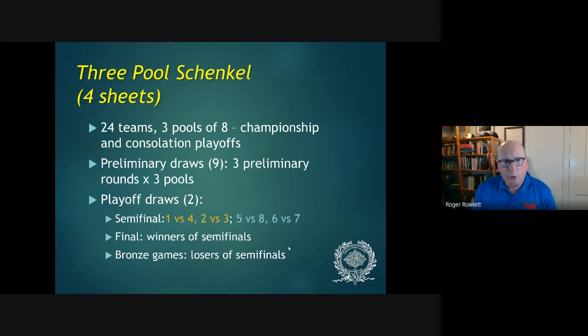So it's unlikely you'll have 24 teams, but if you do, you can do 3 pools of 8. Just to give you an idea of how long that would take to run, if you have 3 pools of 8, you need 9 preliminary draws to process them on 4 sheets. And then you'll need 2 playoff rounds. That's 11 draws. So you can see that as the number of teams goes up in your event, the number of times you have to have available for your event go up pretty dramatically.